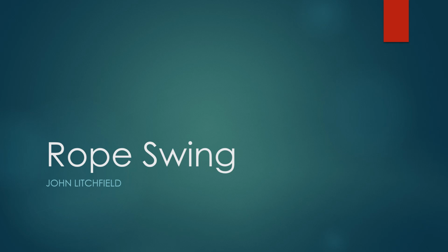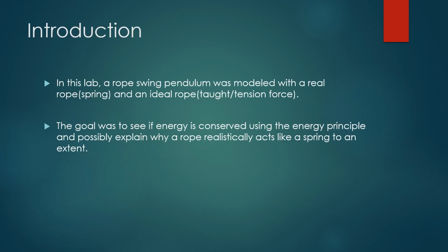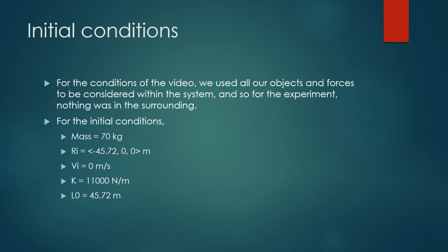We chose for this week was the rope swing lab. In this lab, a rope swing pendulum was modeled with a real rope, that can be modeled as a spring, and an ideal rope, which is a taut or tension force rope. The goal was to see if energy is conserved using the energy principle and possibly explain why a rope realistically acts like a spring to an extent.